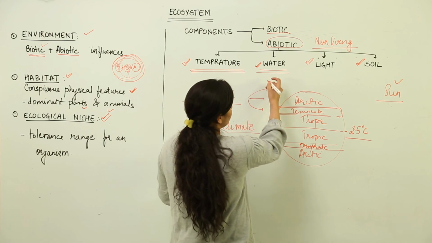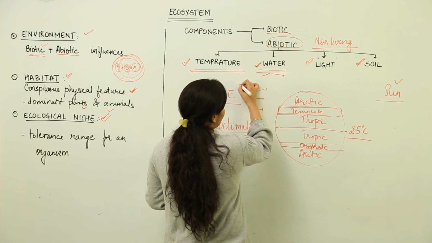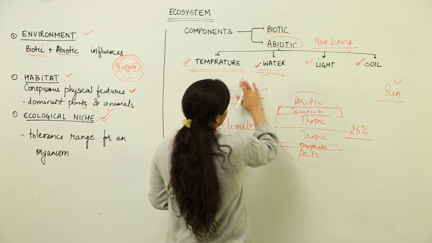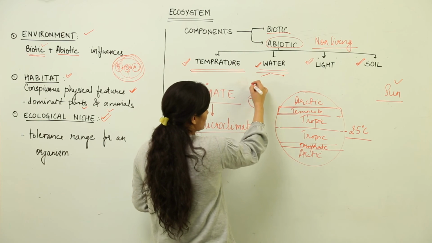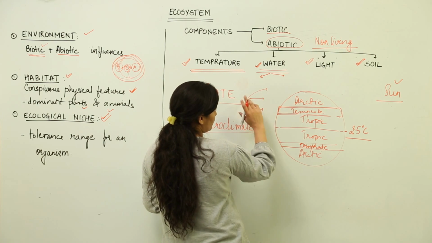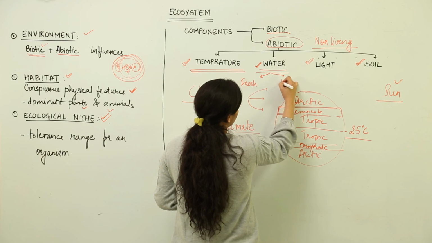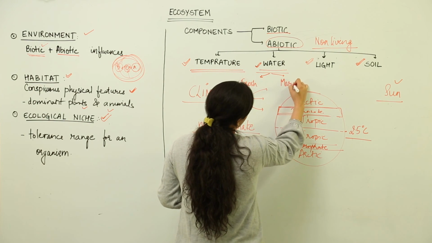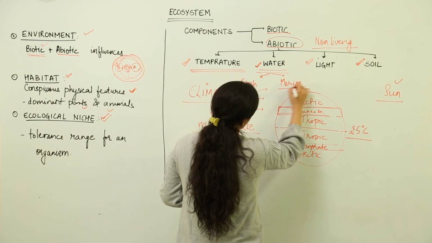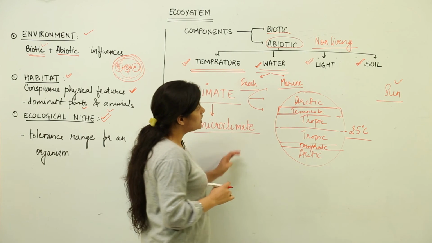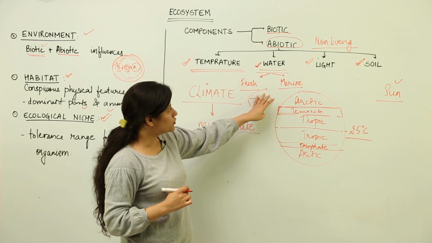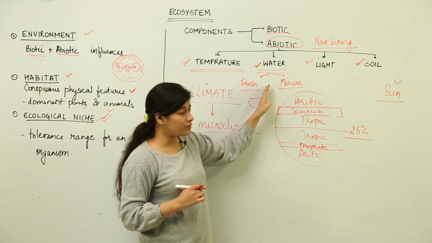When I talk about water, I am considering salinity basically. Salinity divides water habitats into two different types, one being fresh water and the other being marine water. You know that water is the place where life first originated. So water also has an important role to play in the environment of an organism.